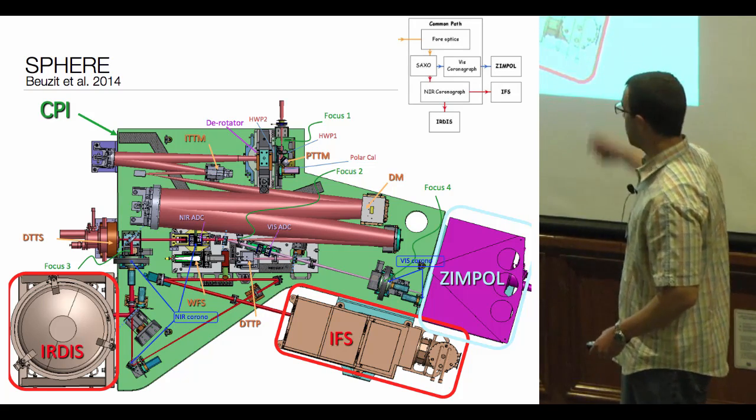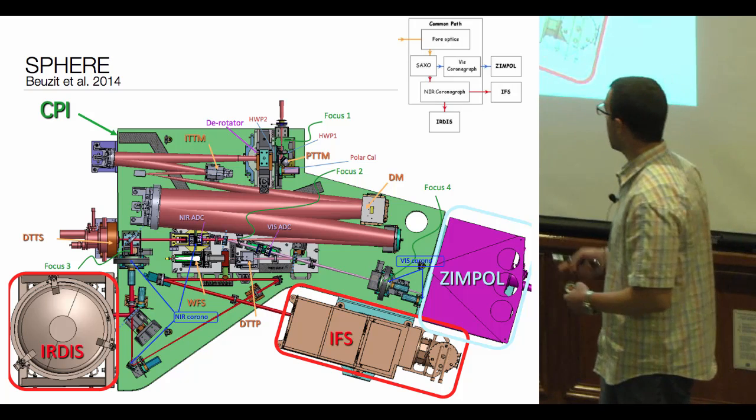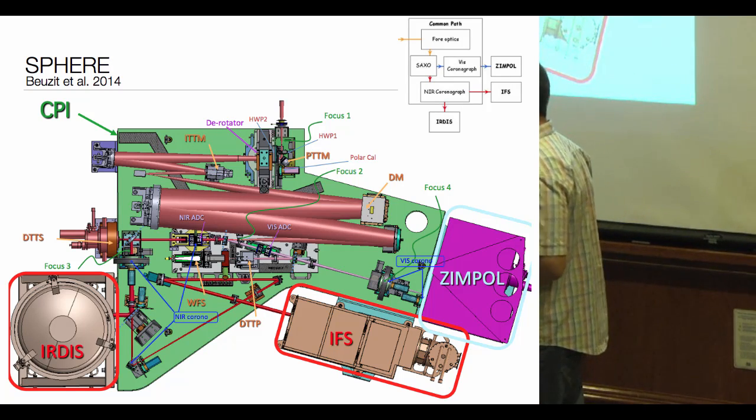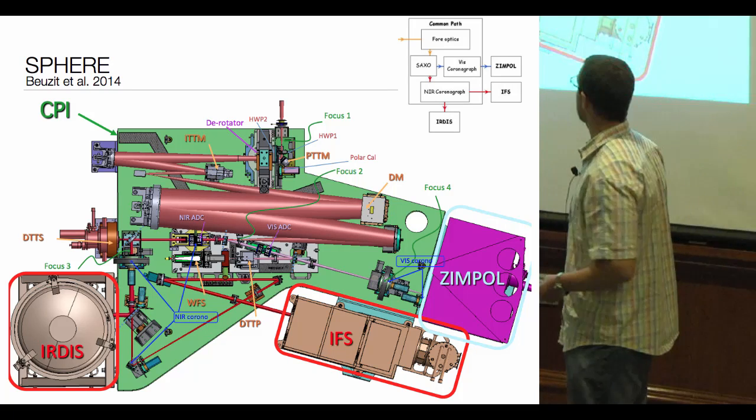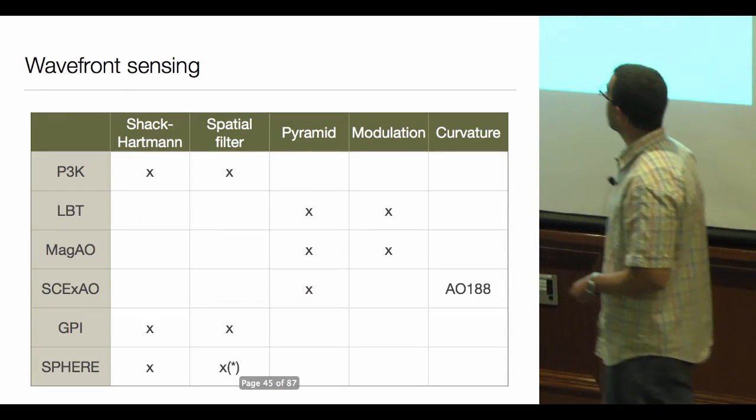We have a visible path with ZIMPOL, which is a differential polarimeter working in the visible. This is a unique instrument. There is no other like that in the world. So we are doing adaptive optics in the visible with a coronagraph and differential polarimetry.